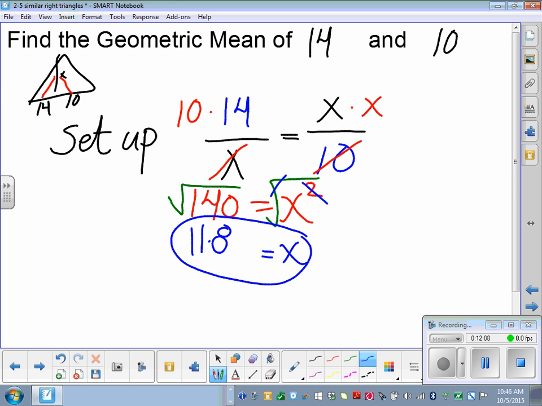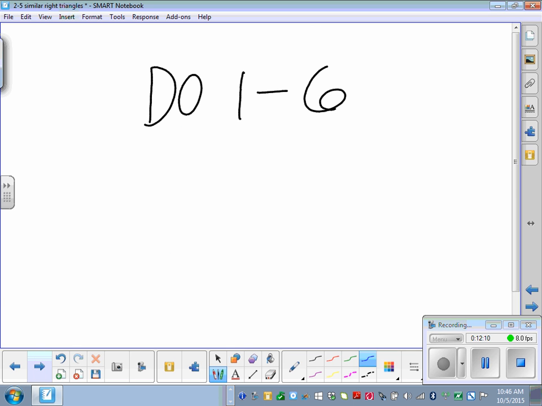Okay, so now once again, on the problems, I'm going to have you do 1 through 6. Set up your blank thing. You'll do blank over x is equal to x over blank. Insert your two numbers and cross multiply, right? So do problems 1 through 6, go.